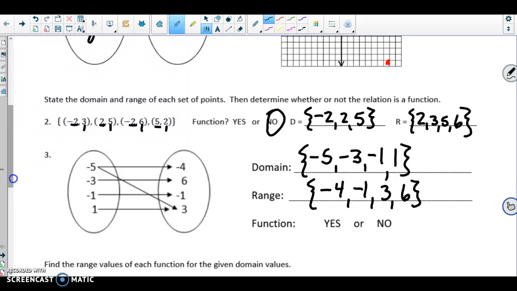Is it a function? Well, it looks like -5 has two different outputs. So if I were to push the button of -5, I get two different things. I get a Coke and I get a Sprite. Or this person, number 5, has two different birthdays. So is it a function? No, it's not a function. All right.